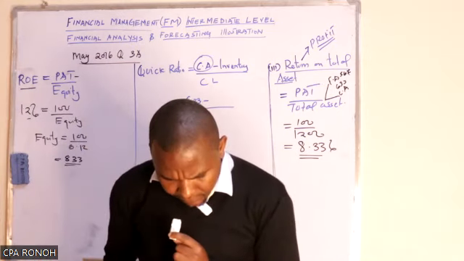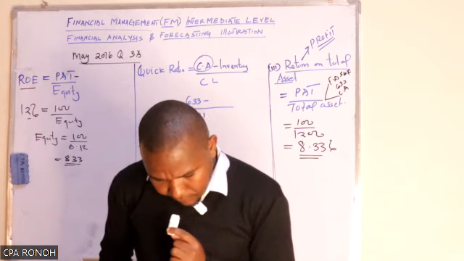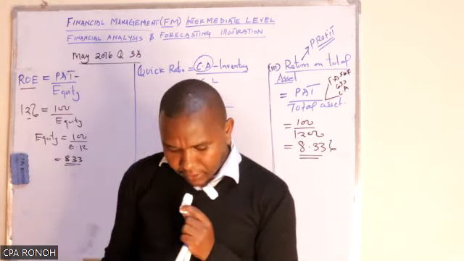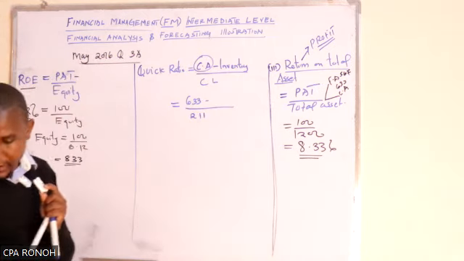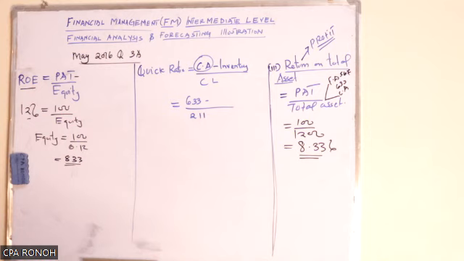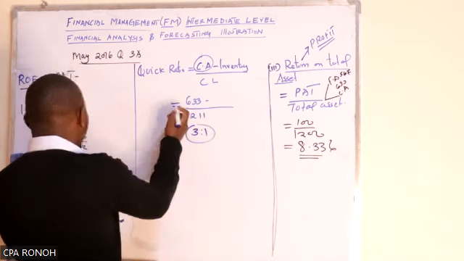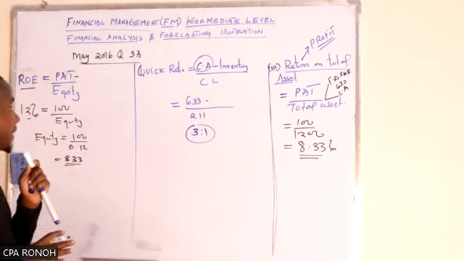If they have not given us the current stock, the inventory, and the fixed assets they have not separated, then if you assume we don't have it, our quick ratio will be the same as the current ratio. So we just divide 633 by 211. We get 3. So it should be 3 to 1, which is the same as the current ratio because they have not given us the inventory.